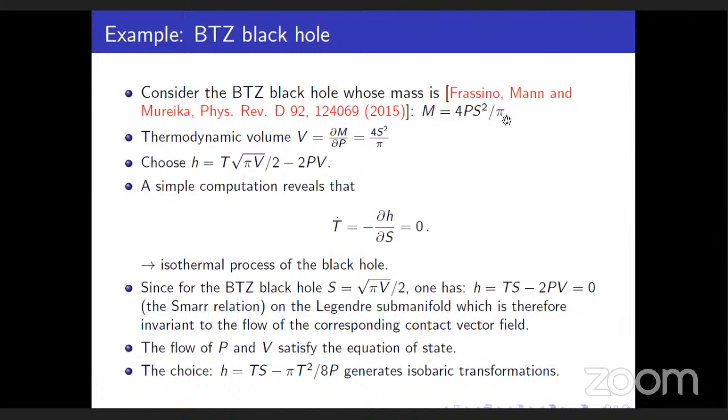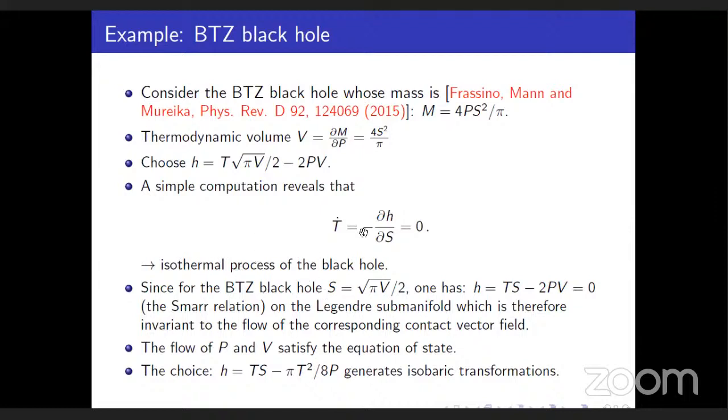So for example, I'll take a very simple example, that of the BTZ black hole whose mass is 4 square over pi, and thermodynamic volume is simply just ∂M/∂P. If you choose the following form of the contact Hamiltonian, a simple computation of the vector field in local coordinates reveals that T dot is zero. So this can point towards an isothermal transformation of the system.